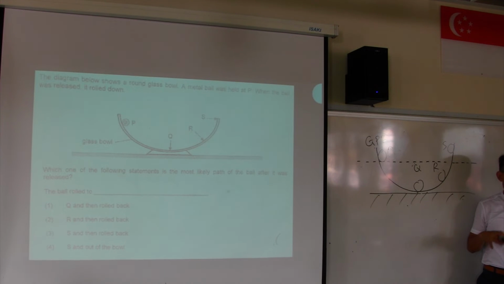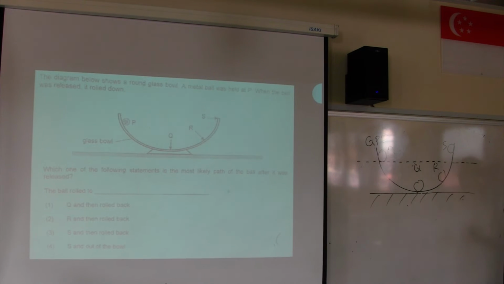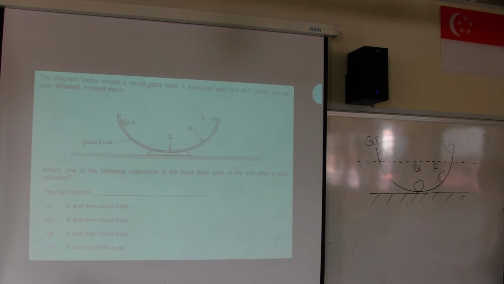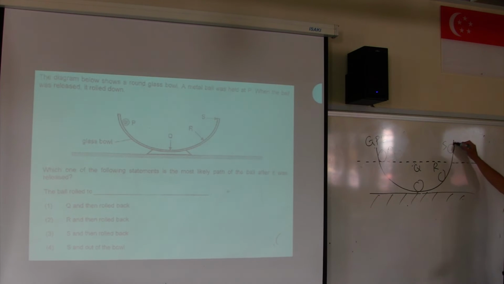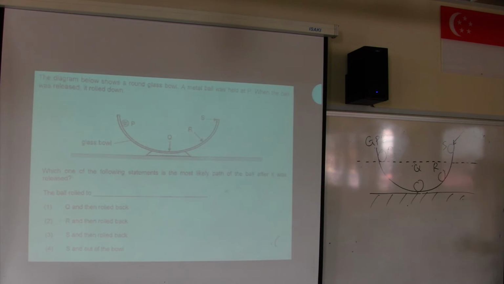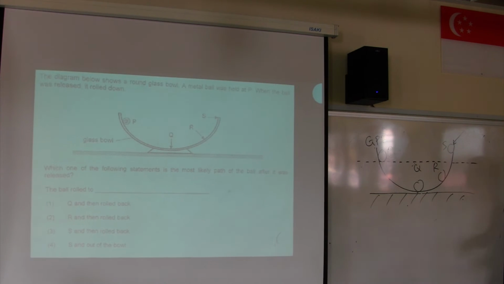It shouldn't take too long. I have a ruler and a pen, just one line. But very clearly, which of these positions is above this line? S. S, right? Now, why can't the answer be S?